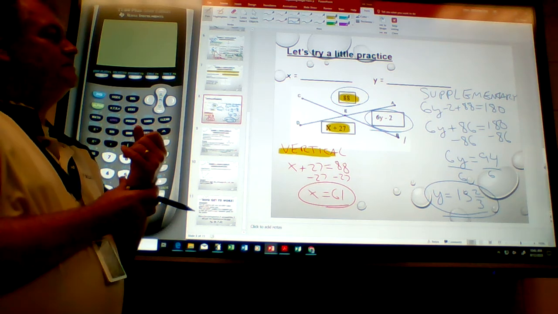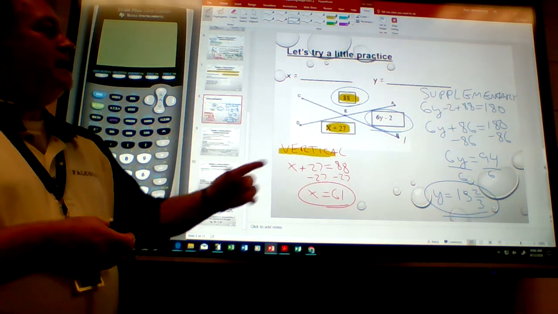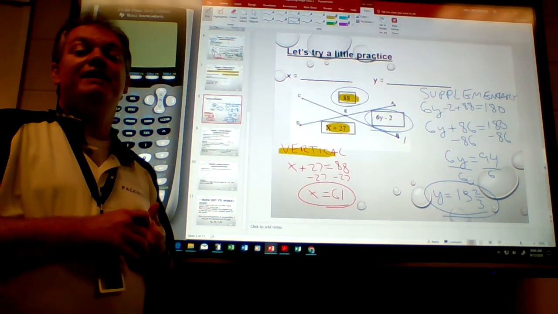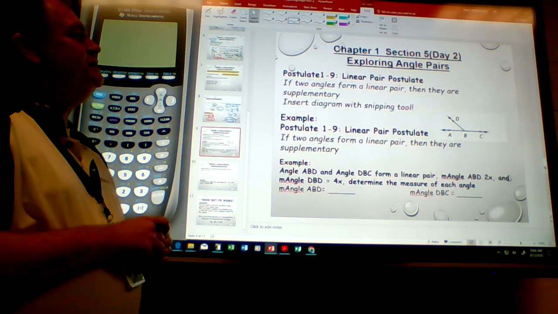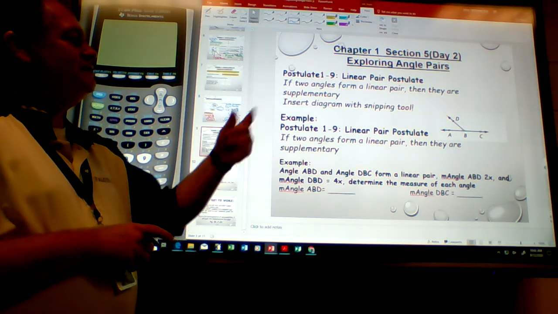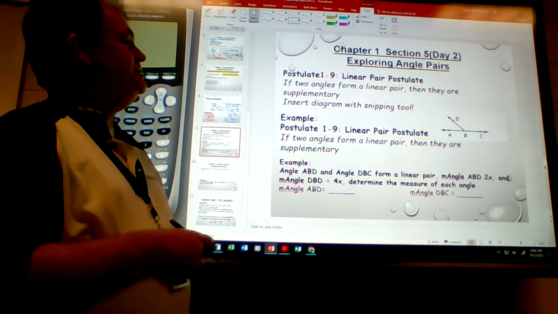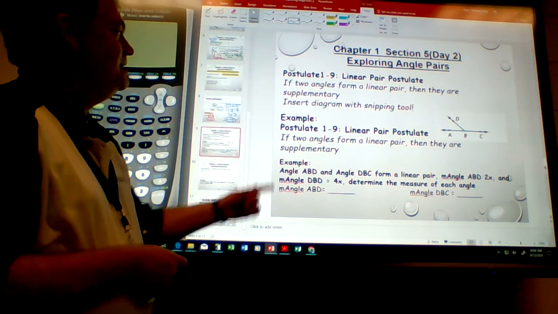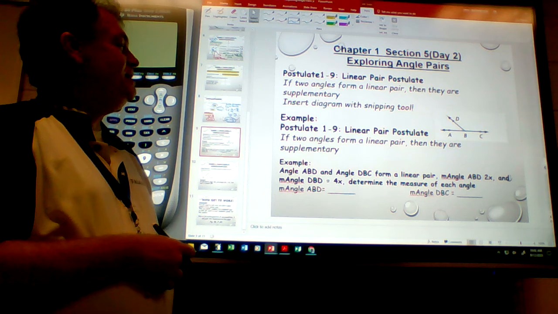Okay. So these two highlighted in yellow are vertical, meaning they're equal. And the two that are circled in blue are supplementary because they form a linear pair, so they add up to 180. All right. Linear pair postulate says if two angles form a linear pair, then they are supplementary. And the diagram is right here. I suppose that's a note to myself to insert diagram with the snipping tool. I forgot to take that out, so oops. And then the example is if two angles form a linear pair, then they are supplementary.